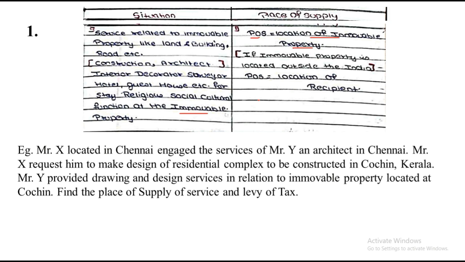Now here Mr. X is located in Chennai, Mr. Y is an architect in Chennai, but Mr. Y has provided the service of designing a residential complex for an immovable property which is located in Cochin. Now, as per the rule, if there is any service which is related to immovable property, the location of the immovable property will be your place of supply. So, in our case, Cochin is the place. So your answer will be place of supply will be Cochin. And the tax liability will be IGST, because Chennai and Cochin are two different states. Whenever there are two different states, IGST will be applicable. Okay, that's rule number one for immovable property.